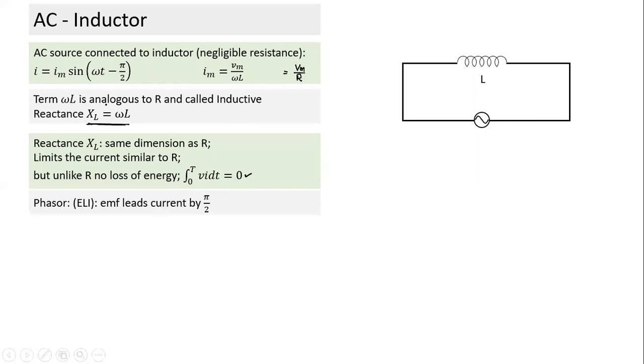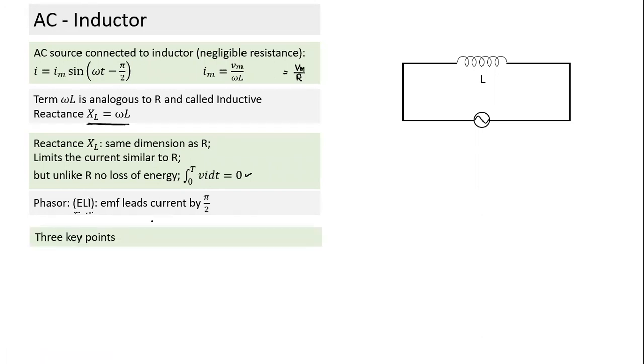In terms of phasor, many times we use this notation. You'll find this kind of thing in Resnick-Halliday also. To remember phasor, we use a mnemonic, ELI. What does the term ELI mean? See which term comes first. EMF comes before current, which is to remember EMF leads current by pi by 2, or current lags EMF by pi by 2. So how do we draw that one?